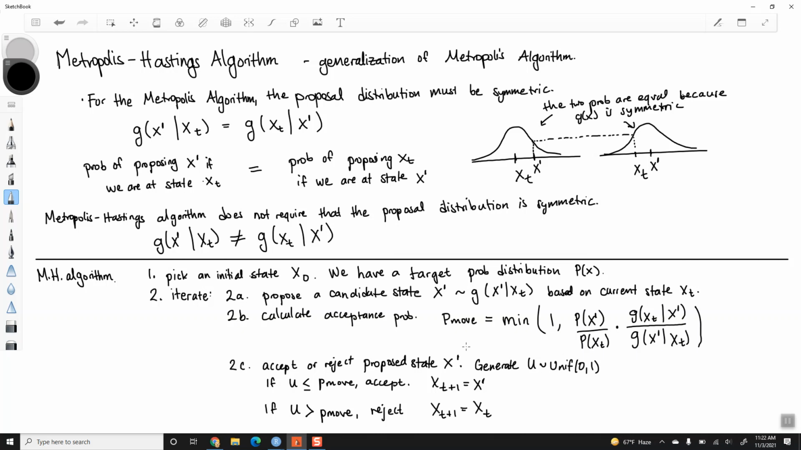Okay. Also note, technically, you don't actually need to know p of x directly. If p of x is unknown, you can use f of x proportional to p of x.